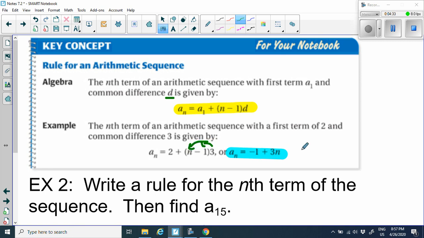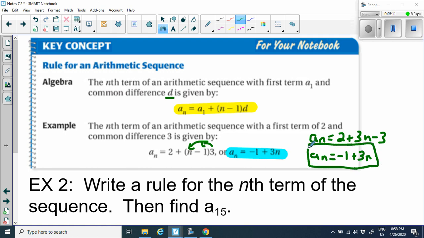I'm going to go ahead and do this math right now so you can see how we got -1 plus 3n. We have a sub n equals 2 plus 3n minus 3. When they simplified, they did 2 minus 3 to give us -1, and then they have the plus 3n. We really want to write this in simplified form. So if you can, make sure to write this in simplified form. Don't leave it like this unless they tell you to do so. Just put it into simplified form.